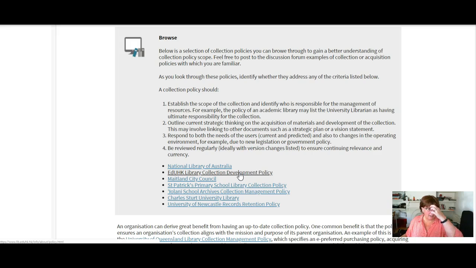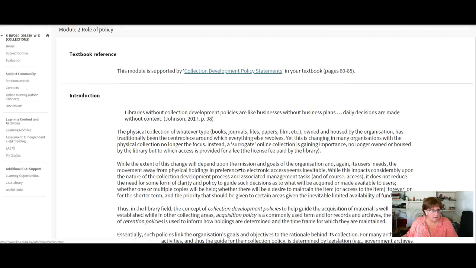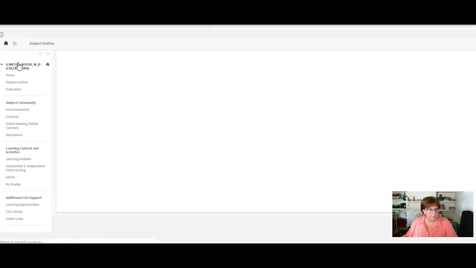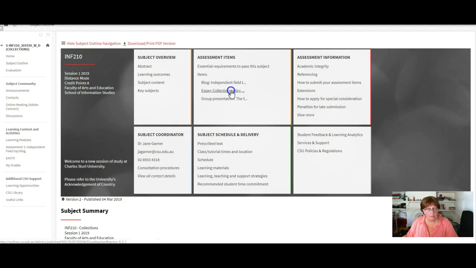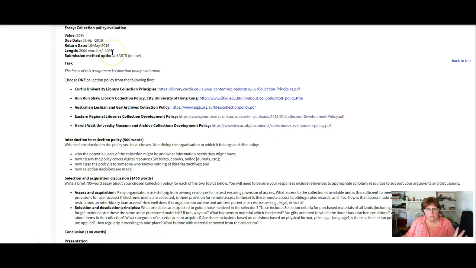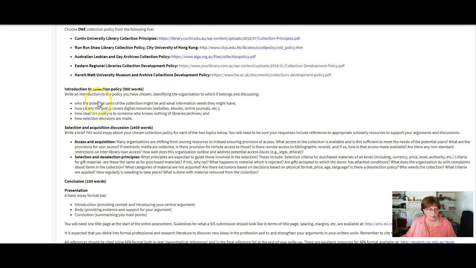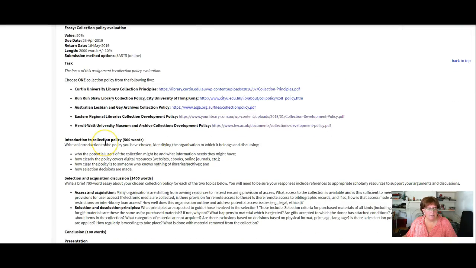But the important thing to think about is your second assignment. In fact, let's go and have a little look at it. If we go up to our subject outline, jump into this second assessment here. It's not due until the 23rd of April, and it's only the 18th of March, so you've got loads of time. But the reading that you do this week will help you with this assessment, where you have to look at one of these collection policies and write about it. So you need to introduce it and then discuss according to these couple of prompts here, which is sort of looking at how well the policy does its job, essentially. We'll get back into that later. We'll talk about it a lot more, but I just wanted to give you the context of why this week is important.